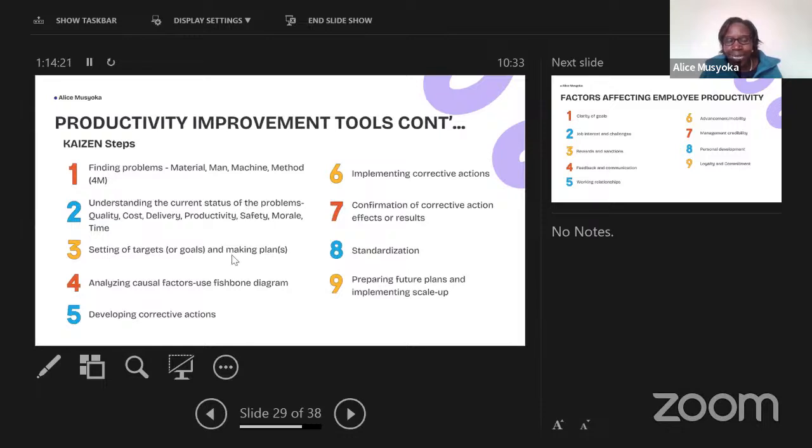And when you look at it keenly, you realize that indeed it is aimed at continual improvement. If one is able to follow all those many steps, then you realize that you will have improved on productivity. It is a very powerful tool. And in Kenya here, I know Toyota uses Kaizen. Which other organization? Can we share experiences? Which other organization uses Kaizen? I know of Toyota Kenya.